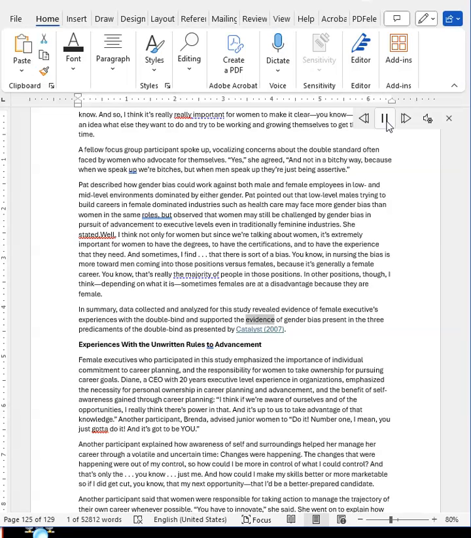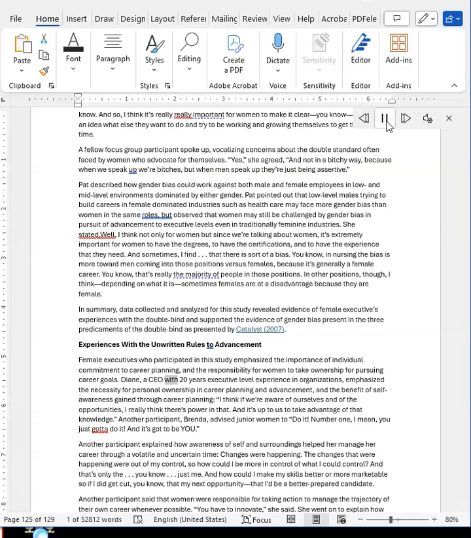In summary, data collected and analyzed for this study revealed evidence of female executives' experiences with the double bind and supported the evidence of gender bias present in the 3 predicaments of the double bind as presented by Catalyst, 2007. Experiences with the unwritten rules to advancement. Female executives who participated in the study emphasized the importance of individual commitment to career planning and the responsibility for women to take ownership for pursuing career goals.